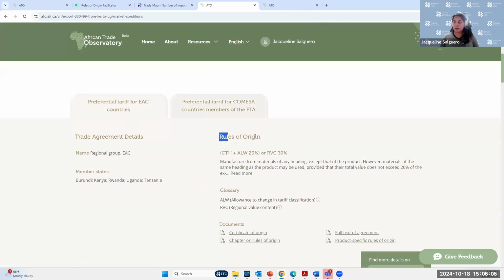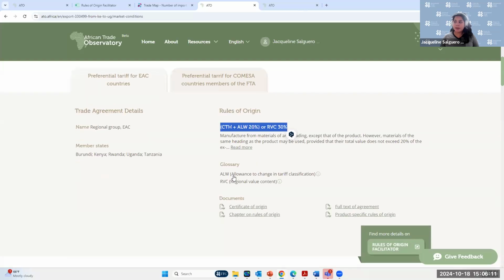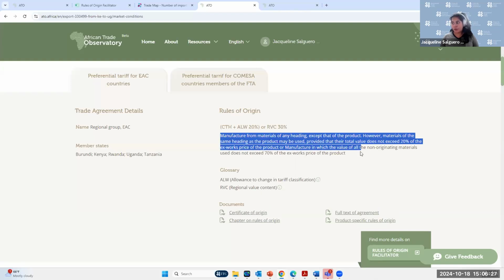The first one is called, and here is where the acronyms start. Here you will see the glossary. CTH is change of tariff heading. ALW will mean allowance of 20%, and RVC will be regional value content, which is here. And here we will describe the rules for you.